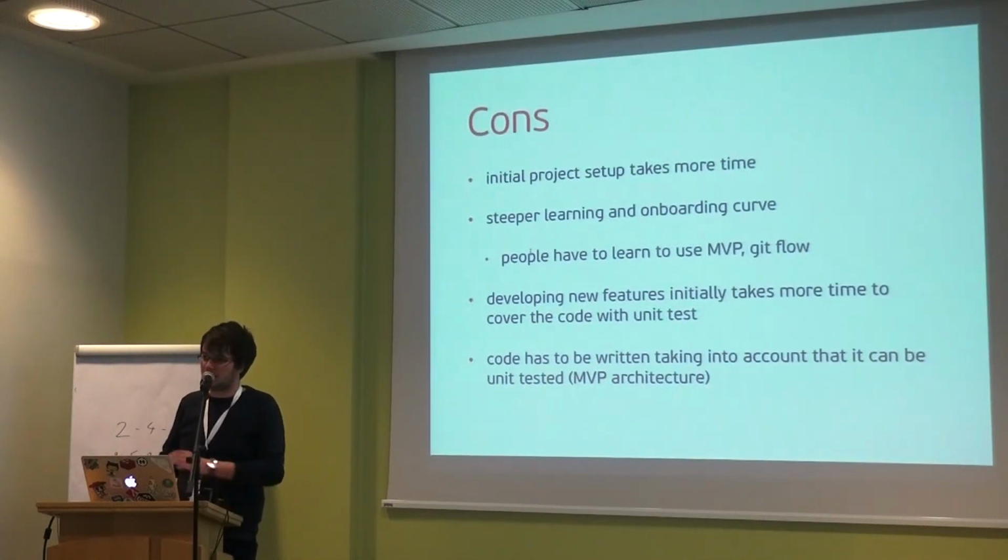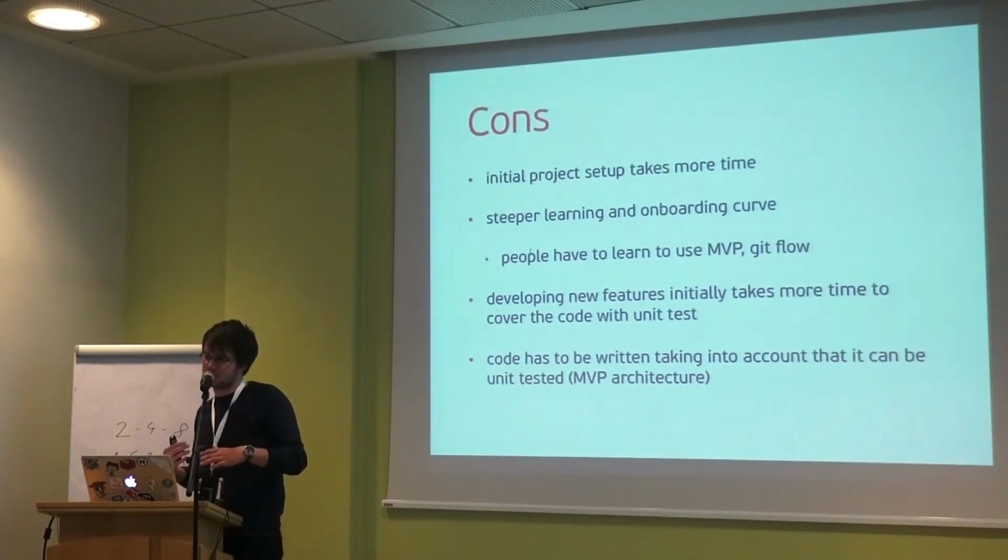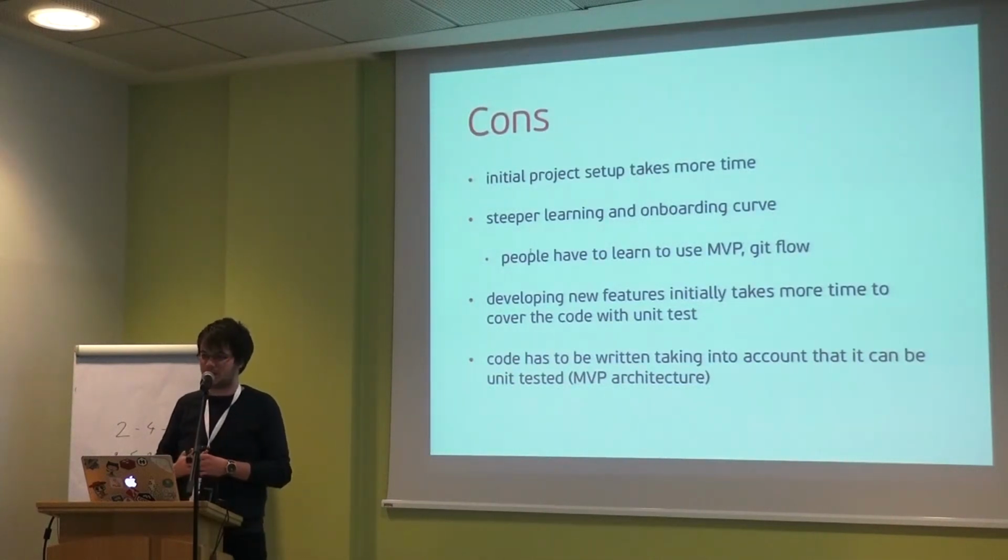So for conclusion, now we have some pros and cons of this process. If we first look into cons, today initial project setup takes more time than like 2 years before, because you have to configure Jenkins and Git and all stuff. We also now have a steeper learning curve and onboarding curve, because our developers need to know everything about MVP and Git flow and dependency injection.